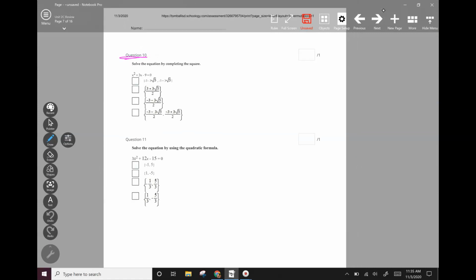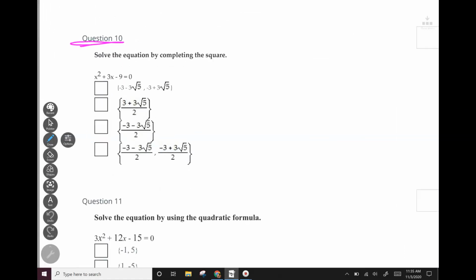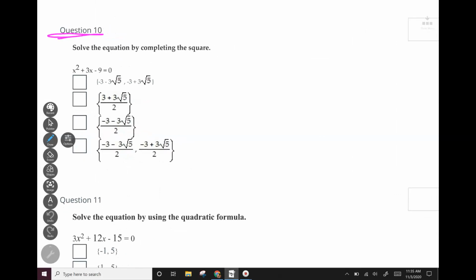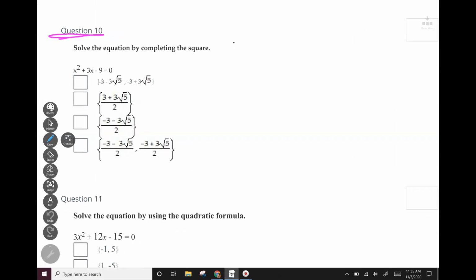See, number 10. Okay, so actually solving this by completing the square. So I've got x squared plus 3x minus 9 equals 0. So first thing we want to do is add the 9 to the other side.